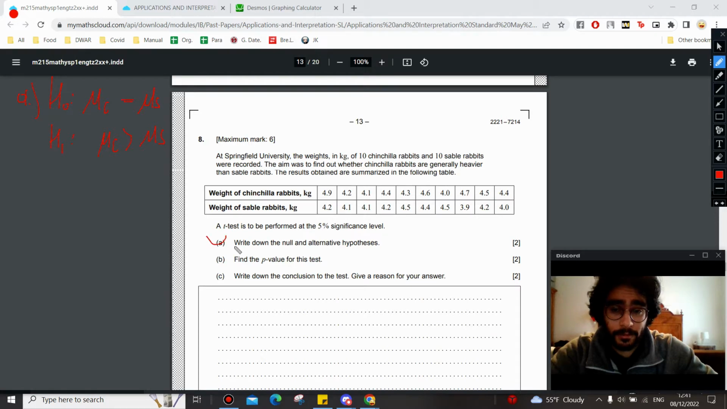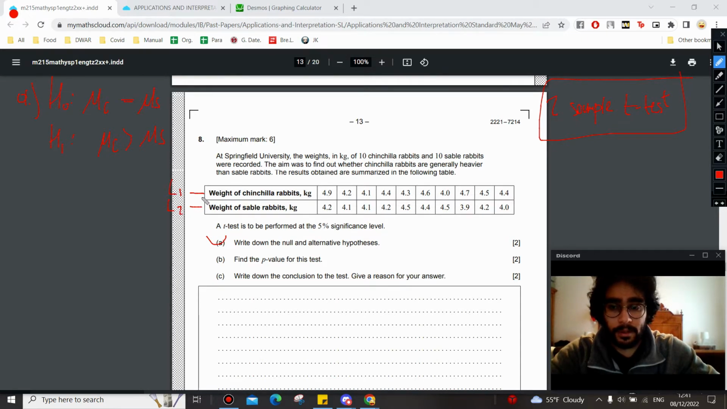Write down the p-value for this test. Well, this is with GDC, and in GDC you have to use the two sample t-test. Again, I don't have a GDC, so I'll just tell you where to go in the GDC. In order to perform this two sample t-test, you have to write your two columns of data, L1 and L2, you can call them.